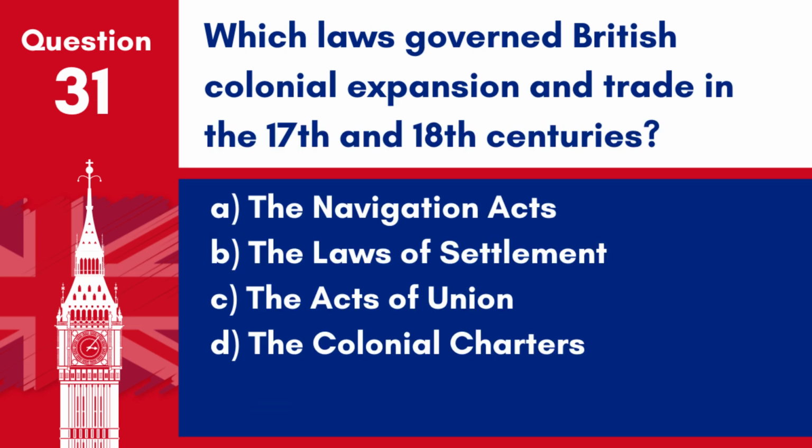Question 31. Which laws governed British colonial expansion and trade in the 17th and 18th centuries? A. The Navigation Acts. B. The Laws of Settlement. C. The Acts of Union. D. The Colonial Charters. Answer A. The Navigation Acts. These were a series of laws that restricted the use of foreign ships for trade between Britain and its colonies, aimed at promoting British maritime commerce.